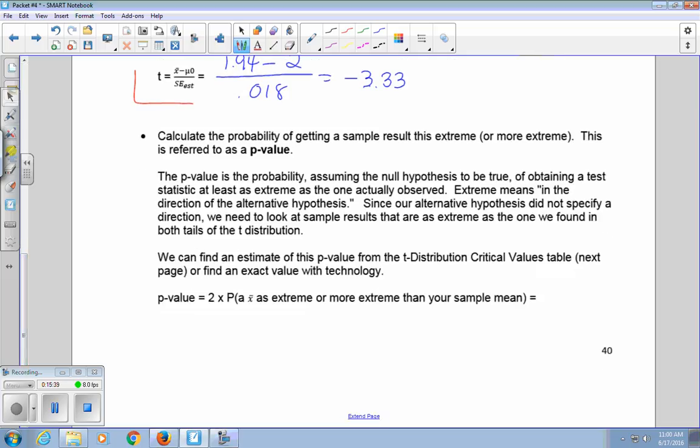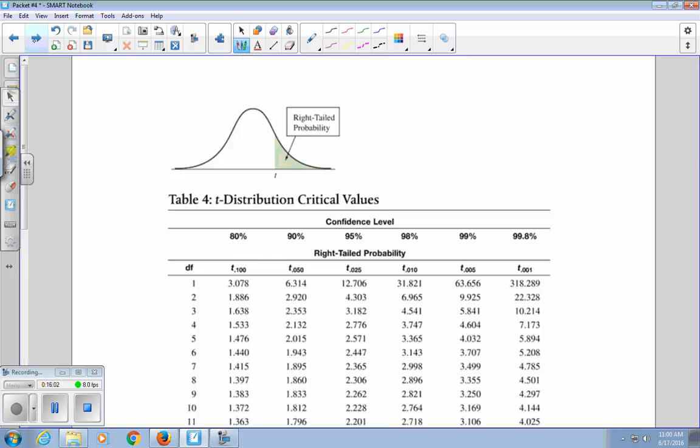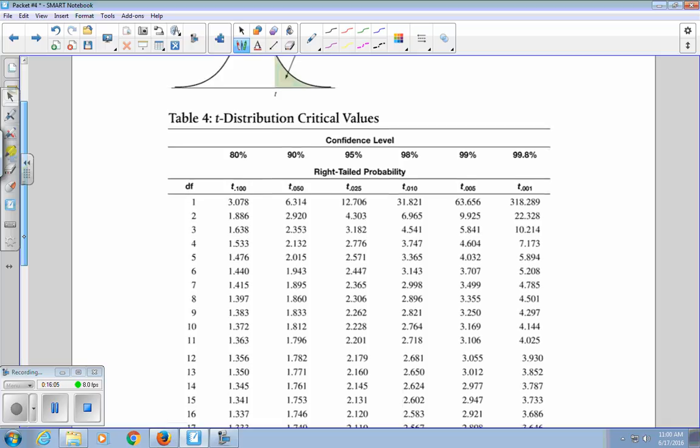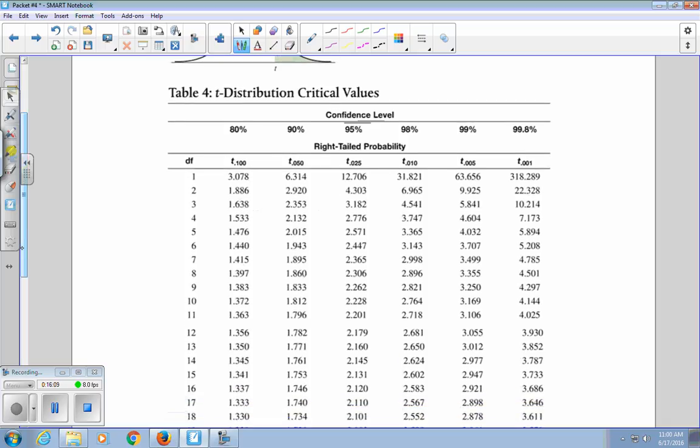So we can find this estimate of the p-value from the t-distribution critical values table on the next page, or find an exact value using technology, which is really what's most often done, but it's worth looking at the table. So first we'll do it using the table, and then I'll show you on technology. So on your next page, you have the t-distribution critical value table. And in our problem, our degrees of freedom is always equal to n minus 1. In our problem, that's 4 minus 1. So the degrees of freedom is 3.